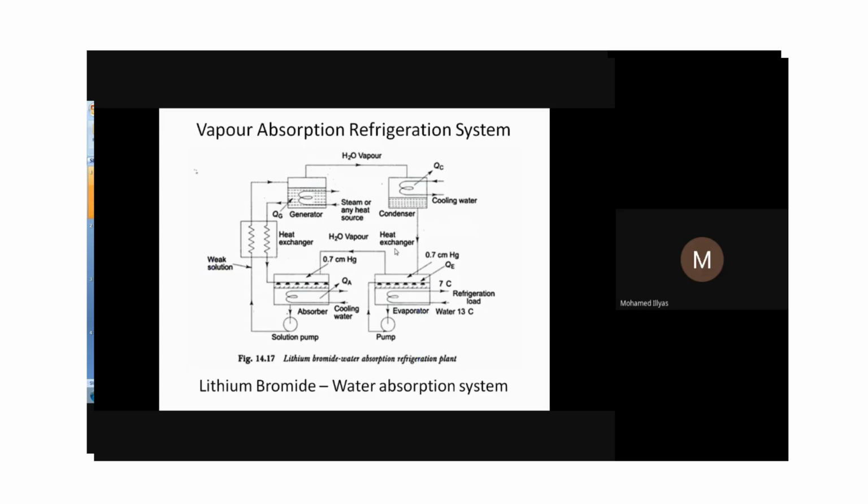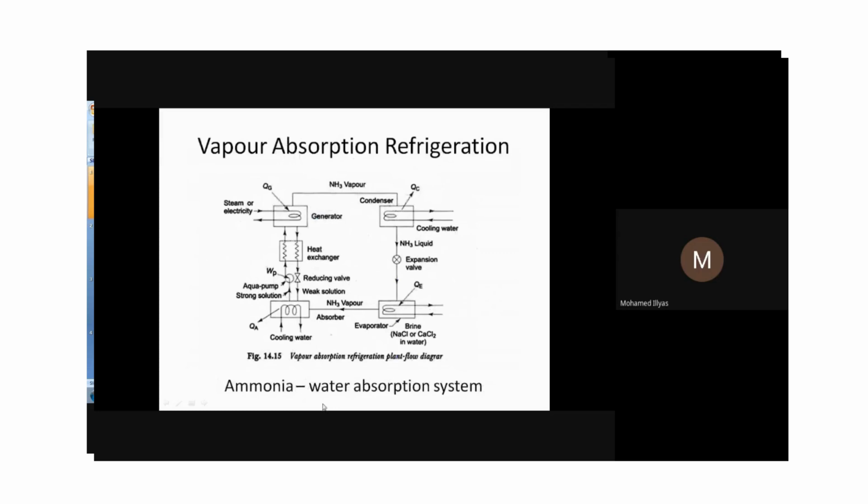Because while we're heating in the generator, around 80 degrees Celsius, the lithium bromide should not evaporate. Only water should evaporate. In the previous case, we have seen in the last class, the ammonia water absorption system. A refrigeration equipment only.